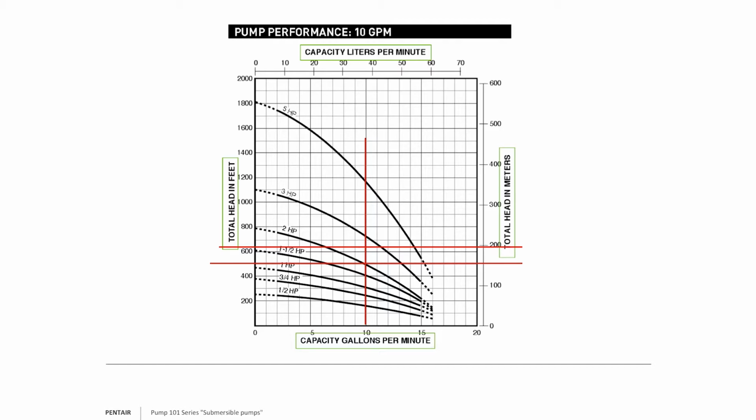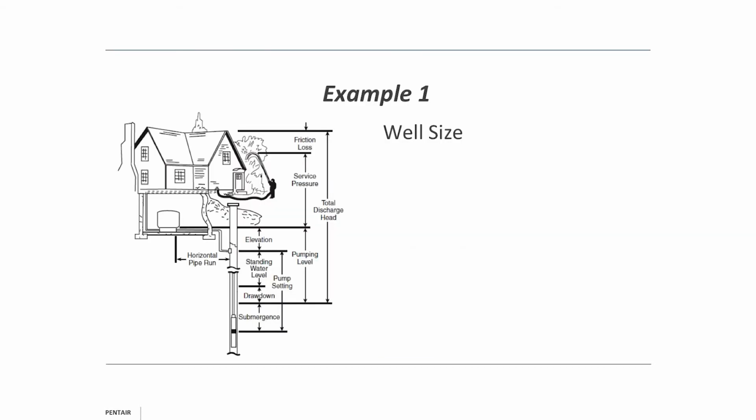Customer service people, and I'm not talking about at Pentair, I'm talking about any company, we're not trying to be difficult to work with, but we ask questions because things like this always happen to us. Okay, remember, total dynamic head is friction loss, elevation, service pressure converted into feet of head, and your drawdown factors. Okay, now let's look at an example here.